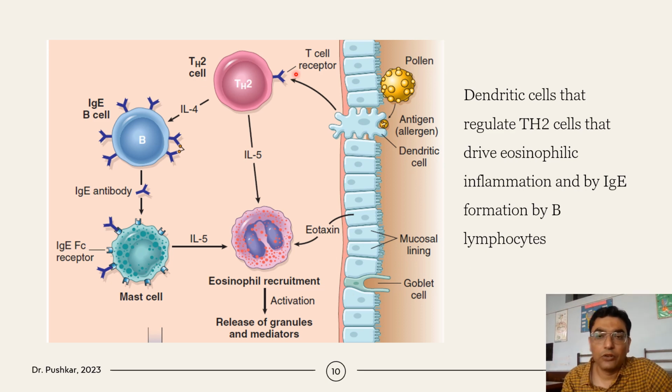Okay, not only in the case of allergen, but as well as in non-allergic asthma, there is also activation of eosinophils. Okay, and it is also orchestrated by the TH2 cells and ILC2 cells. Okay, so in non-allergic asthma, there is recruitment of eosinophils there also.